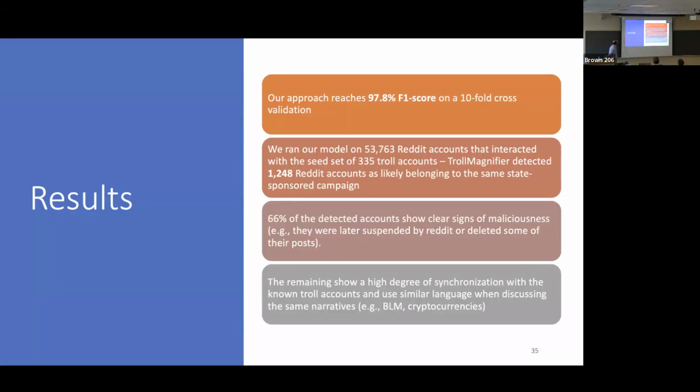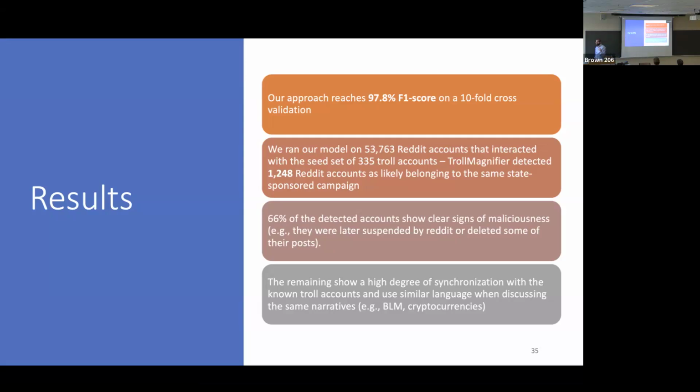And so we found that this works very well. We have a 97.8% F1 score on a 10-fold cross-validation. And we were able to identify 1,200 accounts that we believe are or were troll accounts. So we got very excited. We contacted Reddit about it, and we never heard back. So we couldn't confirm it through them, and so we started looking at other indicators.